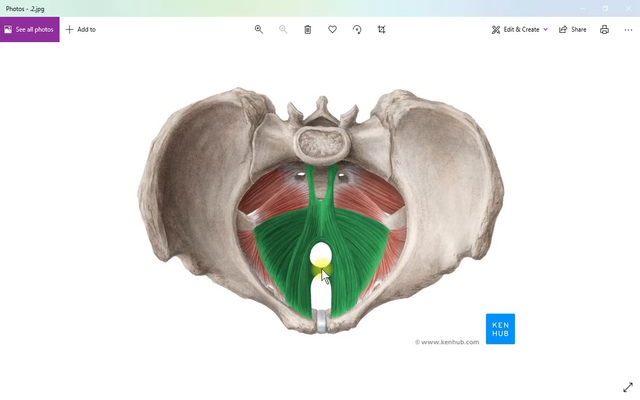Now the posterior fibers arise from the lateral part of the pelvic surface of the body of the pubis, and from the anterior half of the white line on the obturator fascia. Here is the obturator membrane, the obturator foramen, and here the obturator fascia will be present, and this is the white line from where the posterior fibers of pubococcygeus arise.